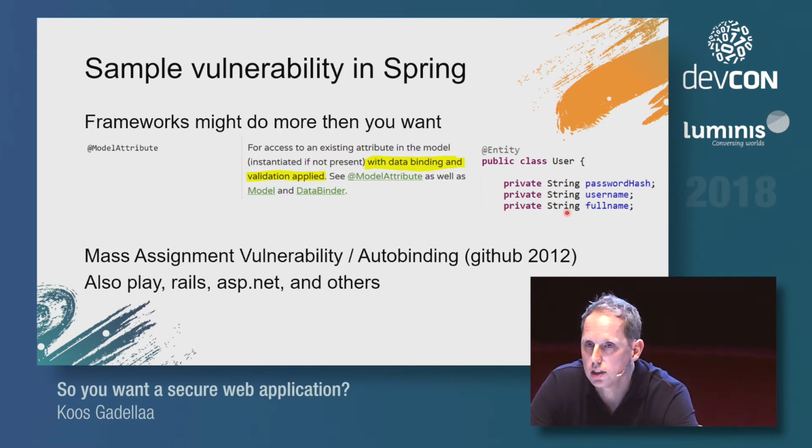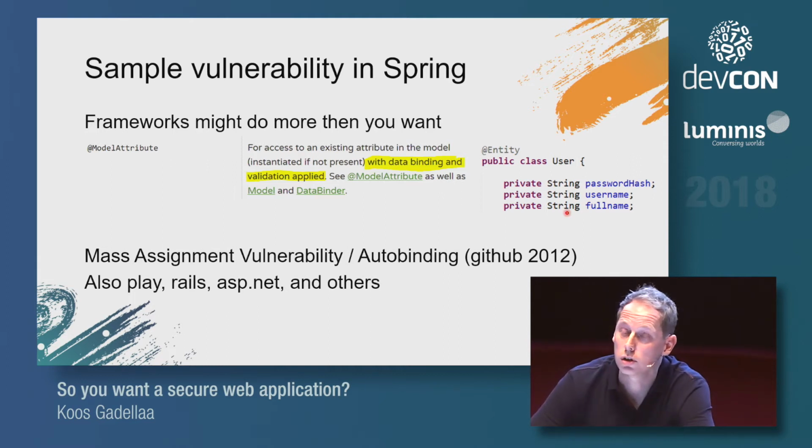It was used on GitHub in 2012, so it's a long time ago, but it's also available in Play and Rails and all sorts of different frameworks. And I was, of course, quite unhappy when this occurred. You can definitely fix this, and we did. But it also goes to show there's a very large set of different vulnerabilities and all sorts of attacks available on your code.